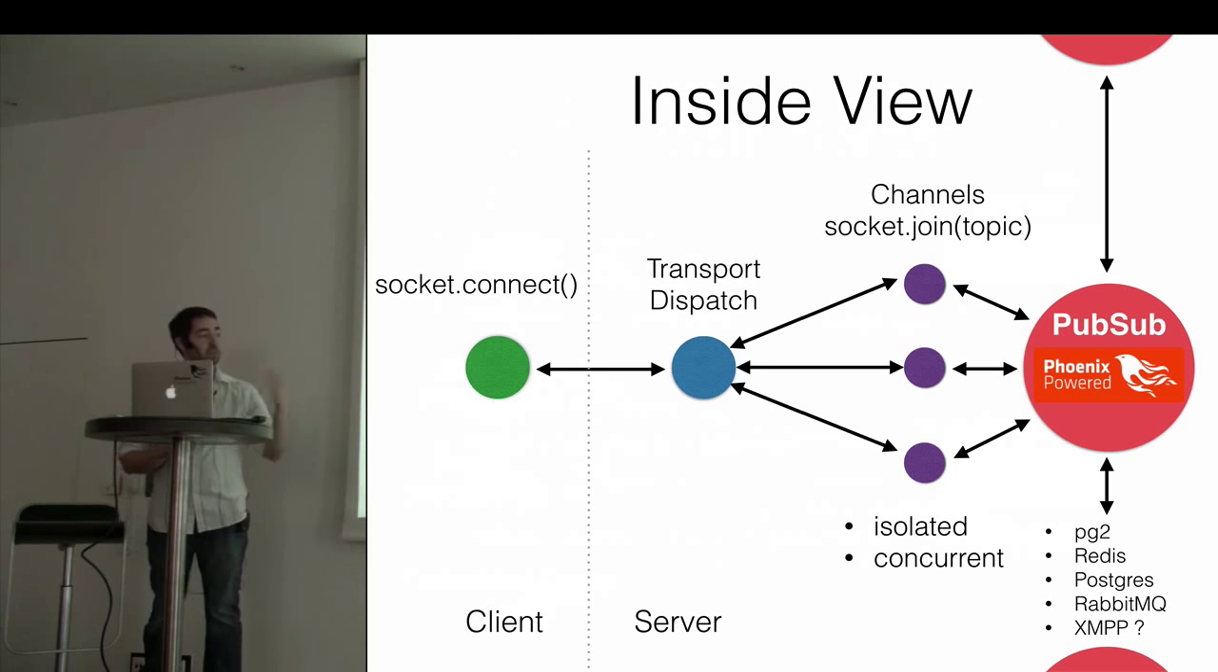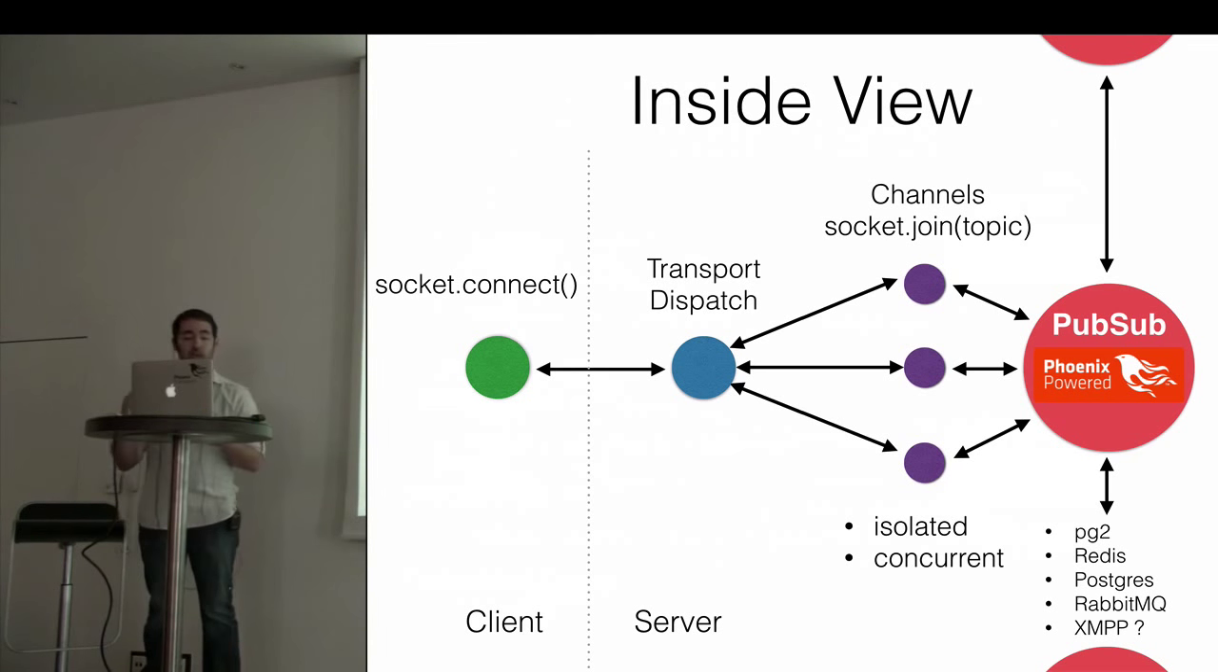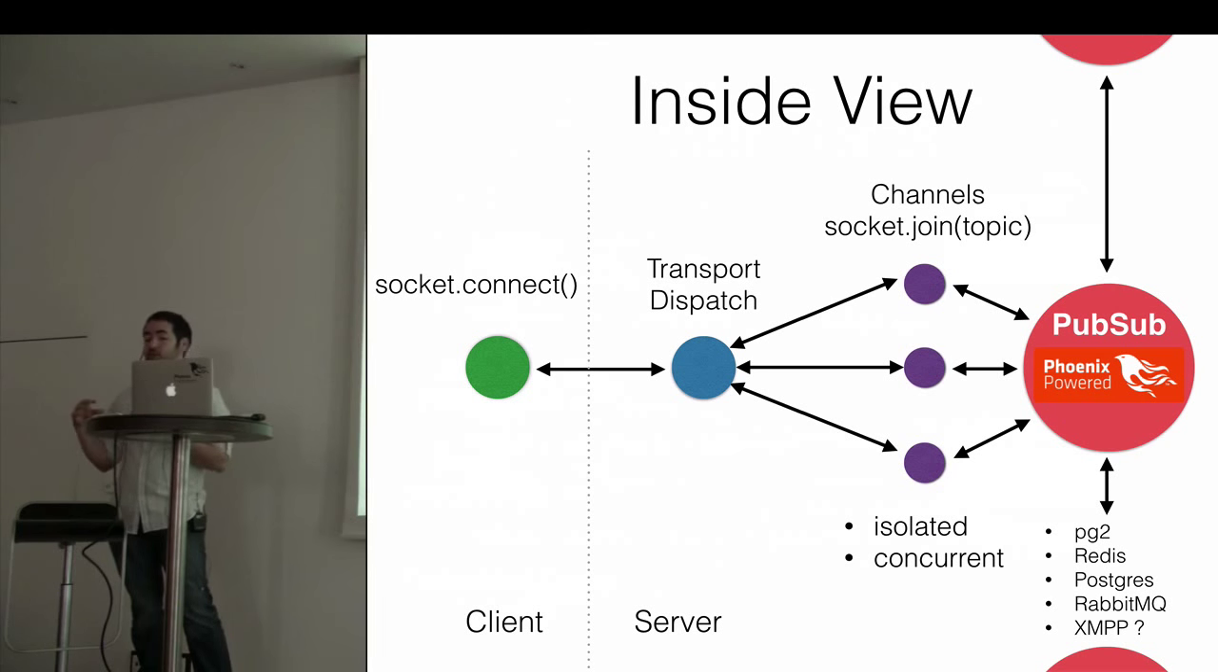So there's a Postgres PubSub adapter, third party, that if you're using Listen Notify and you don't want to add Redis but you're already using Postgres, you can PubSub over Postgres. RabbitMQ I've seen as well. And then we're talking with the Mongoose IM folks about how we can add XMPP to do a lot of this, because they've solved a lot of these problems over XMPP already. And Mongoose IM is known to solve these things really well.